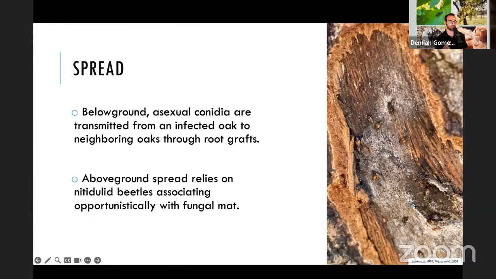And the other type of spread that we see for oak wilt is what we call above ground spread. That is going to be based on very tiny insects called sap beetles, or nitidulid beetles. That's the name of the family. And you can see some of them there on the right in the image. These are very tiny insects that are going to move the spores from an infected tree, an infected red oak, and we're going to be discussing more about that later, to a healthy tree. So that's how the spores are moved from tree to tree.